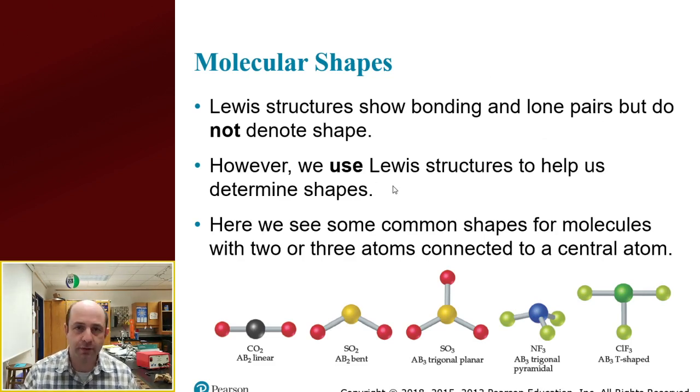But we're going to use those Lewis structures to get those shapes because we can see some common shapes that molecules take here. We have linear, we have bent, we have trigonal planar, trigonal pyramidal, T-shape, we have tetrahedral, octahedral. There's a whole bunch, and we get those shapes because of the Lewis structure. So that's why we have to make sure we have that stuff from Chapter 8 down. We're going to be using it all the time here in Chapter 9.